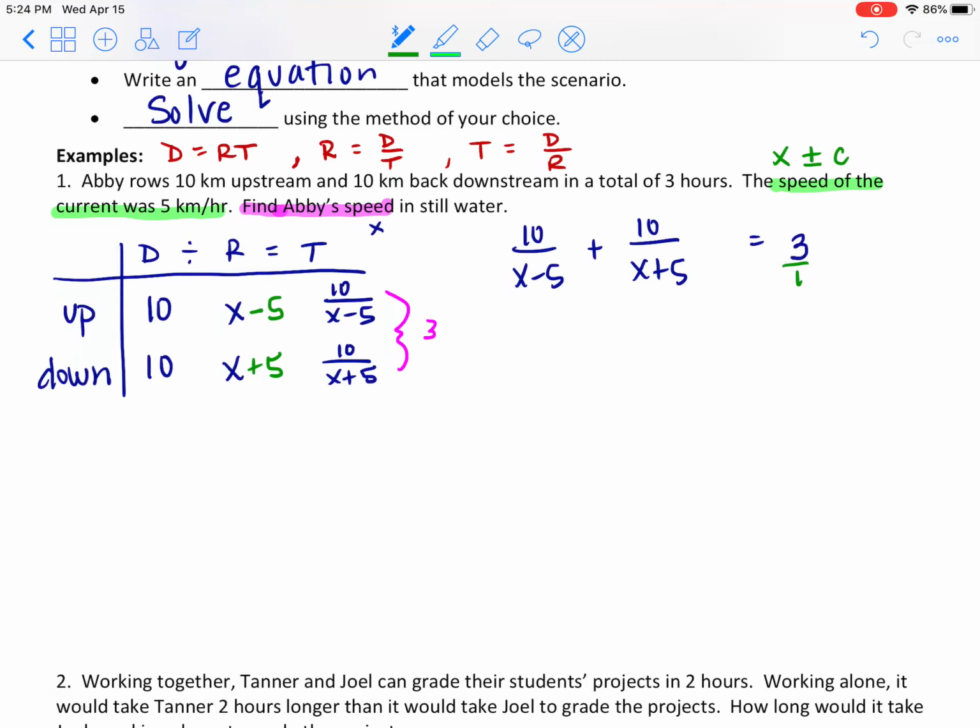So how do we get rid of the fractions? First, let's make this a fraction. We need to get a common denominator. Once the denominators are the same, we can ignore them. So in this case, our denominator has to include one of each binomial. So this fraction is going to have to be multiplied by x plus 5. This one's going to have to be multiplied by x minus 5. And this one's going to have to be multiplied by both.